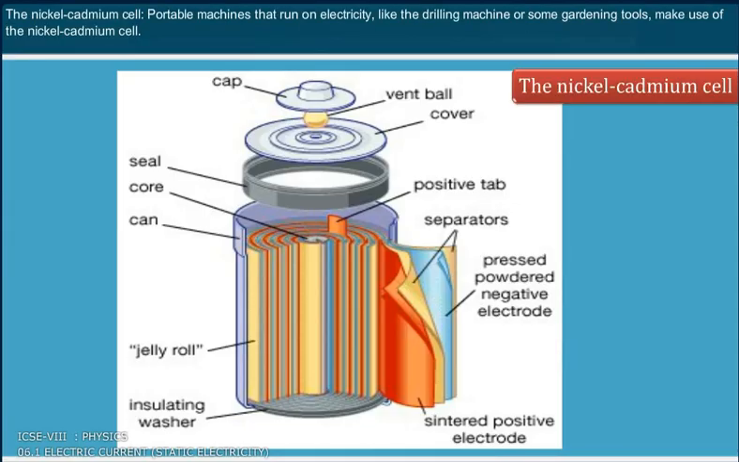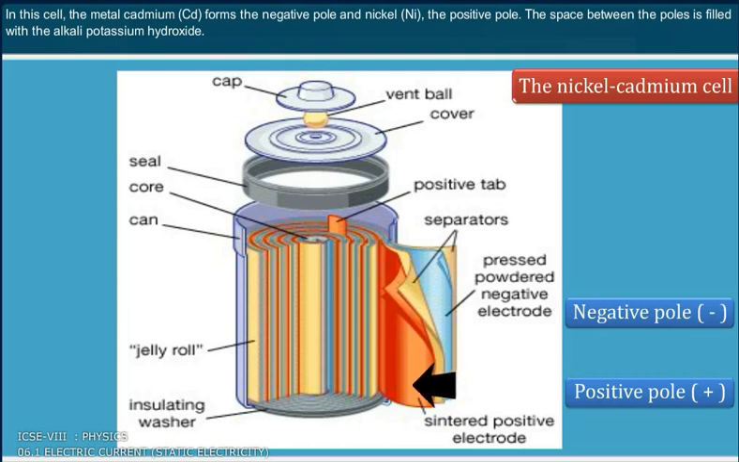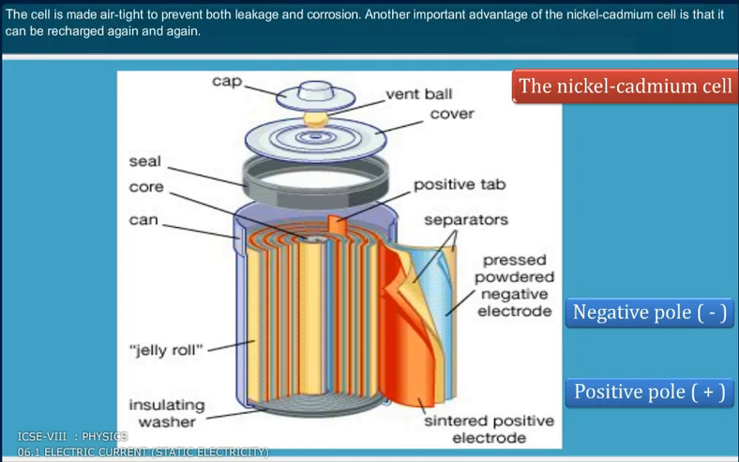The nickel-cadmium cell. Portable machines that run on electricity, like the drilling machine or some gardening tools, make use of the nickel-cadmium cell. In this cell, the metal cadmium, that is Cd, forms the negative pole and the nickel, that is Ni, the positive pole. The space between the poles is filled with the alkali potassium hydroxide. The cell is made airtight to prevent both leakage and corrosion.